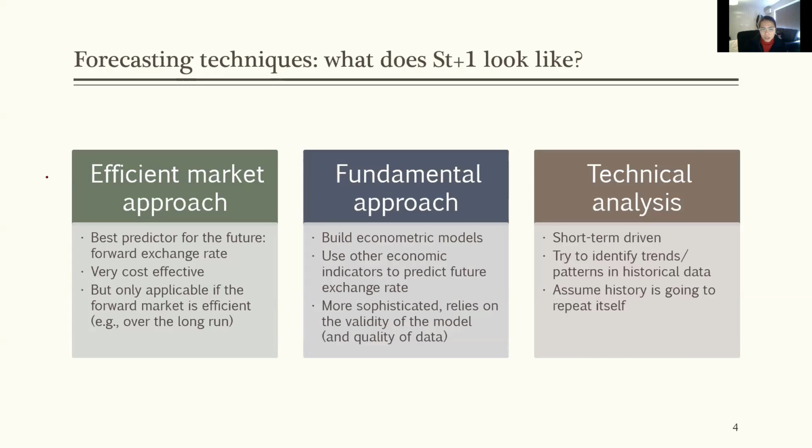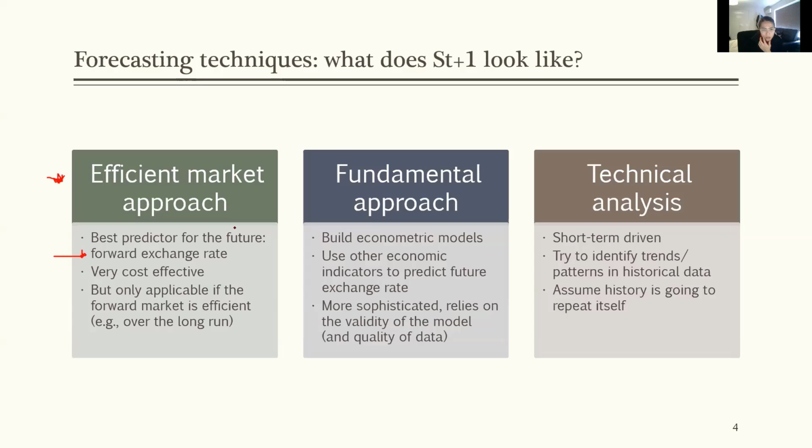For example, if I think that the market is very efficient, if I think that all information has already been incorporated into prices, then the best predictor for the future is the forward exchange rate. In this case, the exchange rate follows a random walk, so it doesn't really make sense for me to do any sophisticated calculation to work out the future exchange rate. I can just look at the forward rate and use that as a predictor for the future.